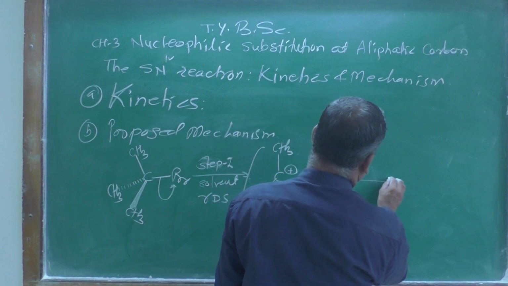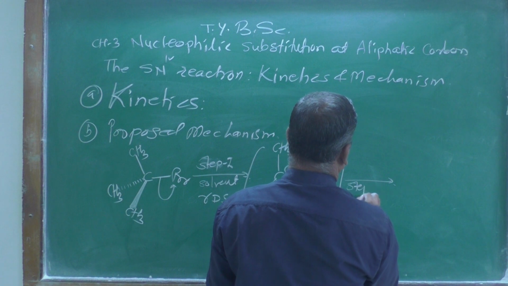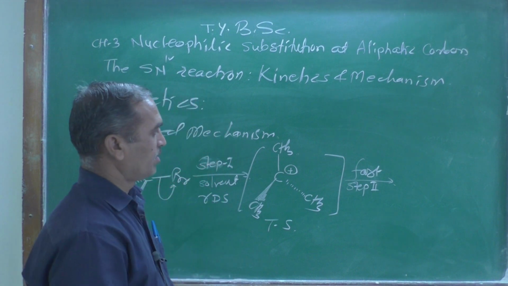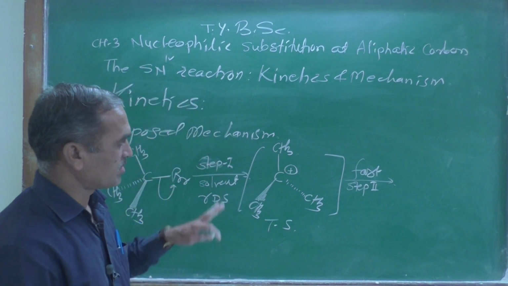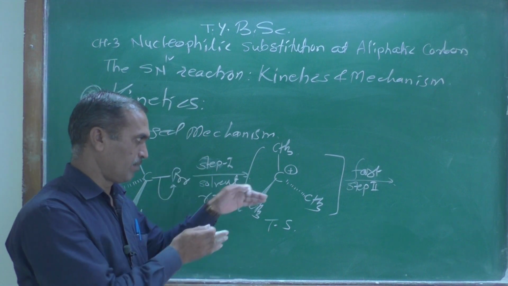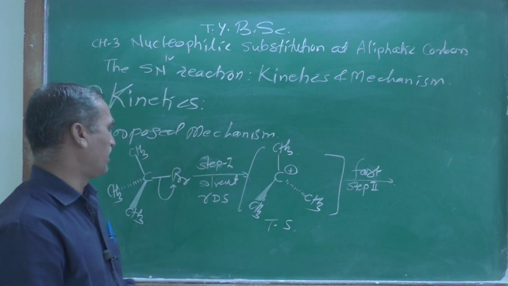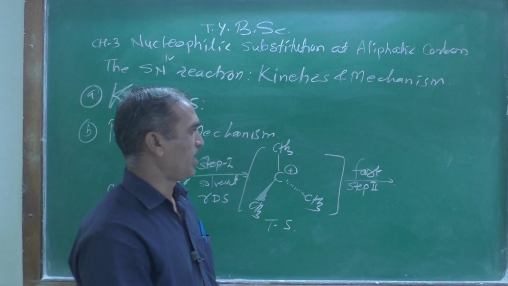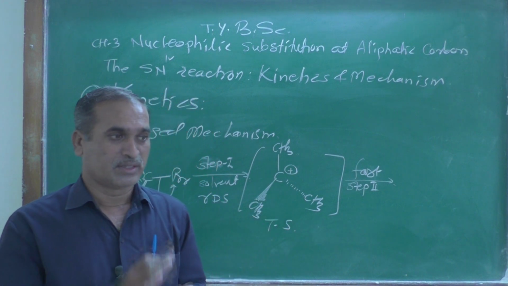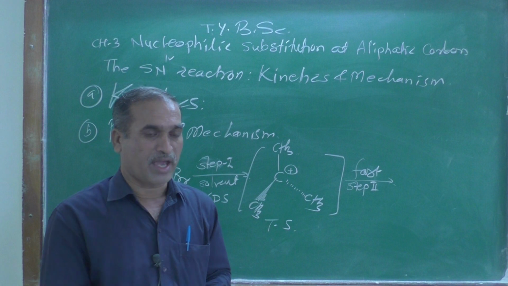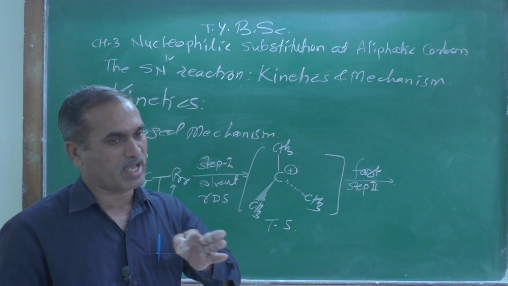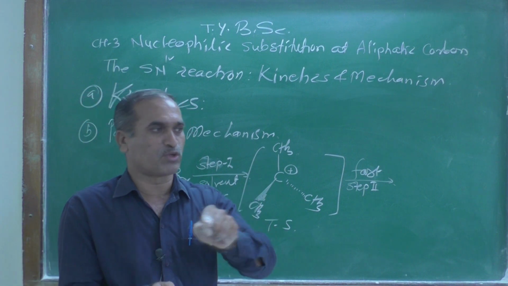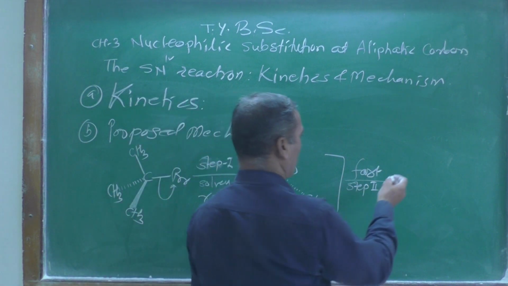And then step number two is a very fast step. Once the transition state is formed, that molecule becomes planar in nature. And now when that molecule becomes planar in nature, what is going to happen? The nucleophile can attack from the front side as well as the back side. Equal chances of the nucleophile approaching that carbocation.